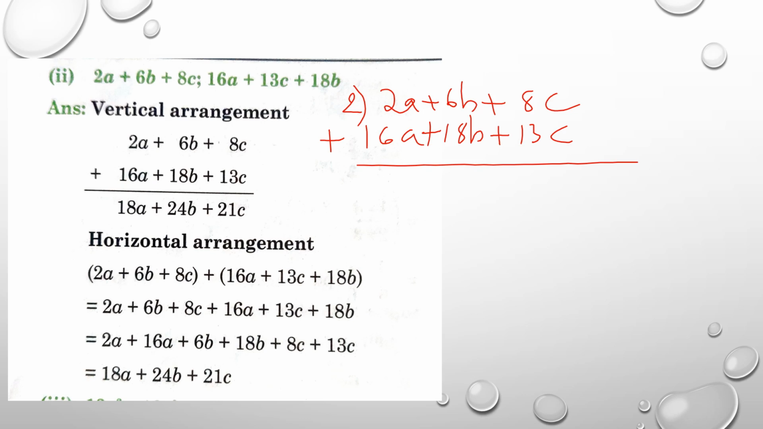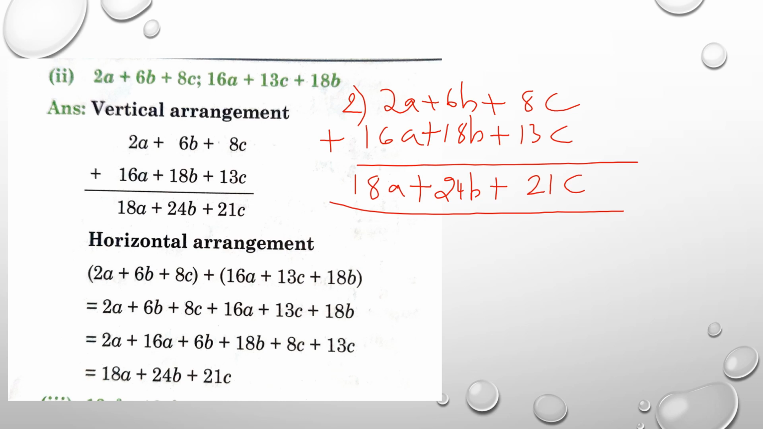Now 8 plus 13 is what? 21. So 21c, plus and plus will become plus. 6 plus 18 is what? 24. So 24b, plus and plus is plus. 2 plus 16 is what? 18a. So what is the answer? 18a plus 24b plus 21c.